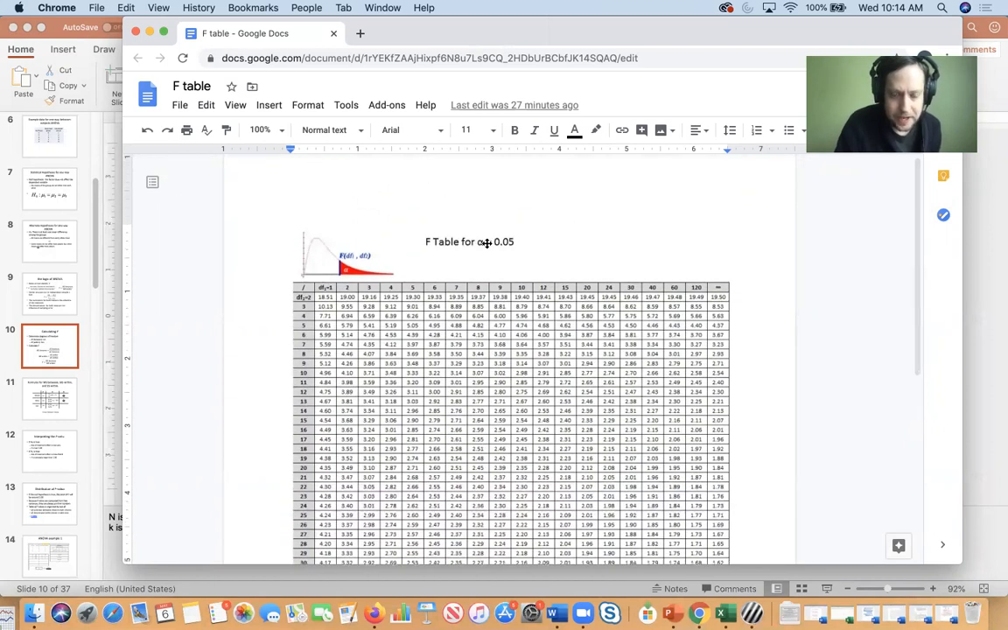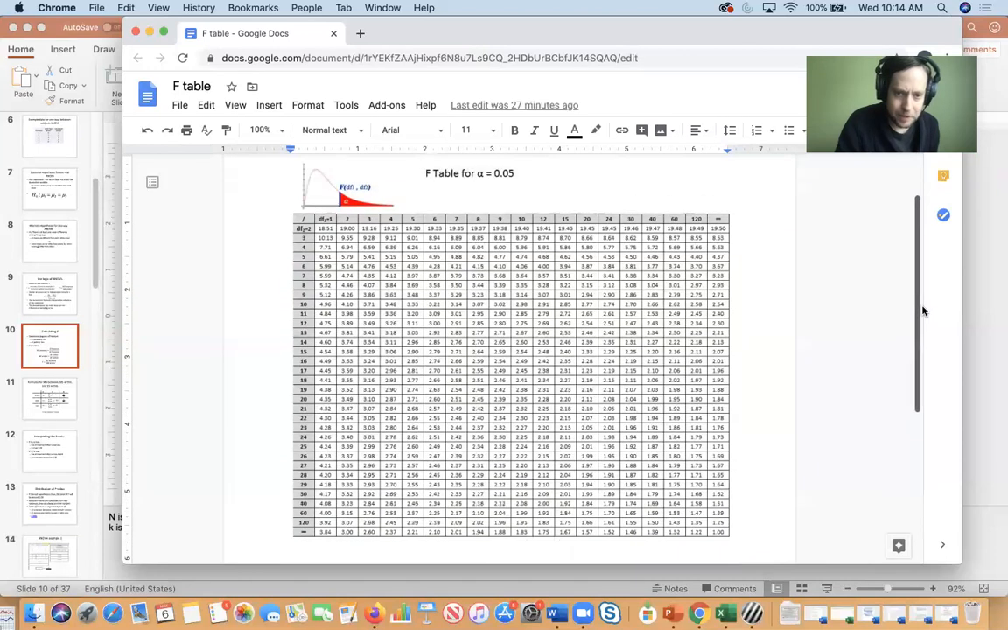I should point out this is an F table for alpha equals 0.05. There are different F tables for different alpha levels. I just Googled this one, and there's different ones you could Google. Though you don't really need F tables in real life because SPSS will do all of this stuff for us. This is kind of how SPSS derives whether you have a significant effect or not, using information like this that's stored in the SPSS programs.